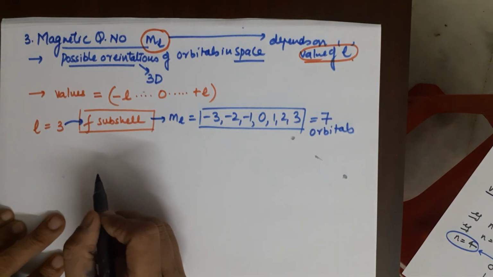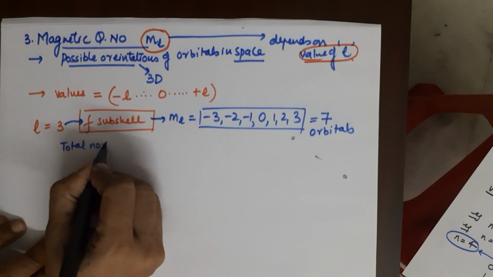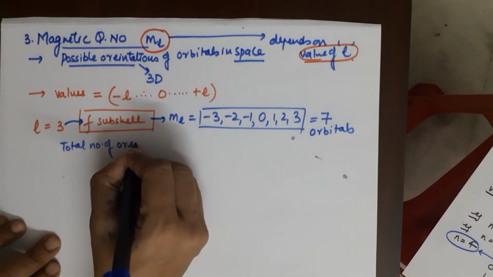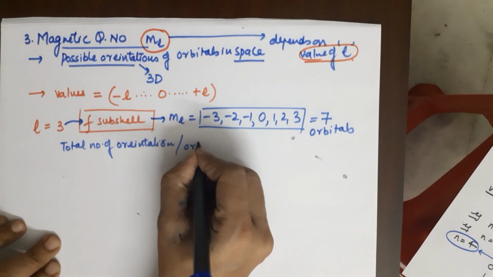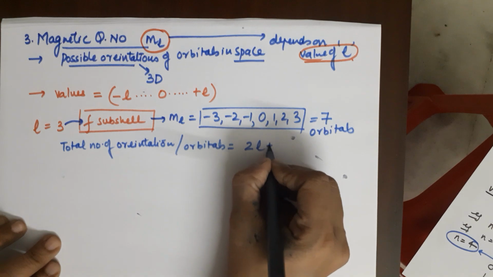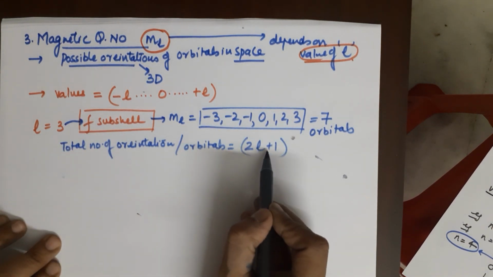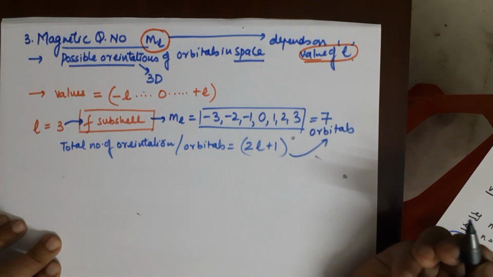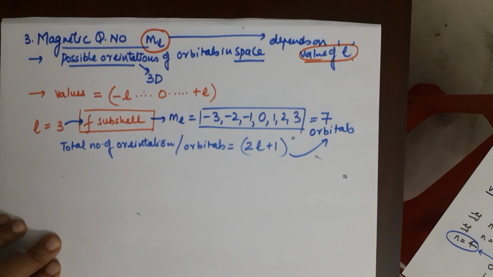Or else, it could also be the total number of orientations or orbitals, which is one and the same, is equal to 2L plus 1. Have a look at this. L is 3. So, 2 into L plus 1, what do you get? 7. So, you can learn it this way also. If you are asked how many orbitals, you can directly give the number of orbitals also.